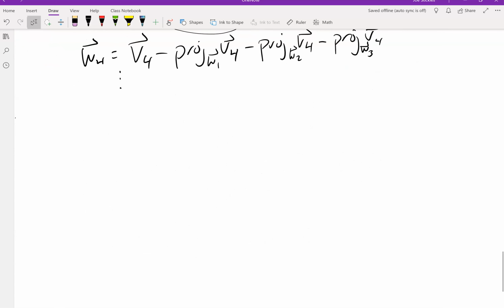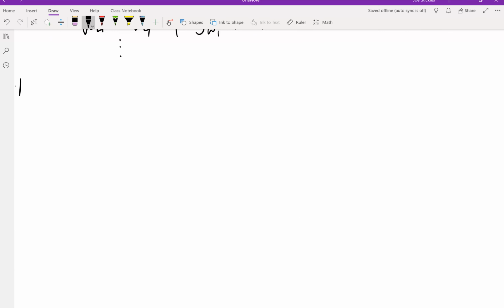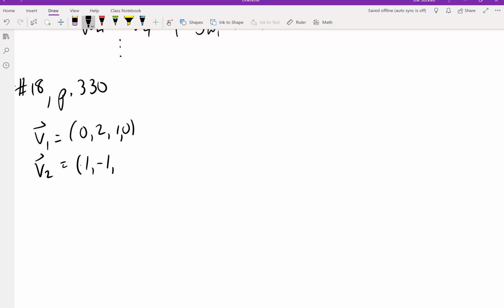So this is number 18 on page 330. They use U's. I'm going to write V's. It doesn't matter. All right. 0, 2, 1, 0. 1, negative 1, 0, 0. 1, 2, 0, negative 1. And 1, 0, 0, 1.